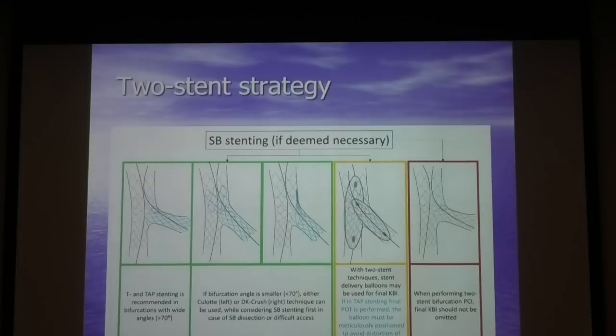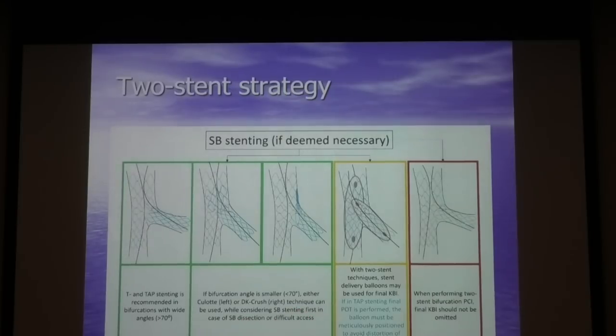خلينا نحكي عن two stent strategy. If you want to use two stent strategy, what should be the technical approach to this? T stenting and TAP stenting is recommended in bifurcation with wide angle. لما يكون عندك الانجل اكثر من 70 degrees, which is usually the left main bifurcation, you use either T stenting or TAP technique. Now, if bifurcation angle is less than 70, either Culotte or DK crush technique can be used while considering side branch stenting first in case of side branch dissection or difficult access.